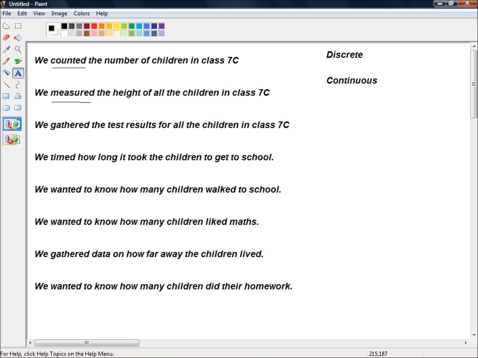Okay, we gathered the test results for all the children in class 7C. Well, test results, they're usually whole numbers. You can have a half a point, but you won't really get something like 3/4 or 7/8 or 99/100ths of a point. So it's not really a continuous scale. It is individual test marks, so I'm going to say this is discrete.